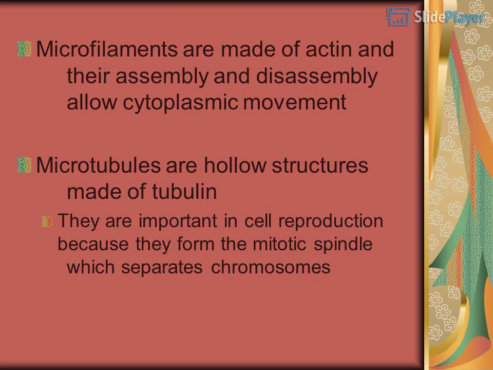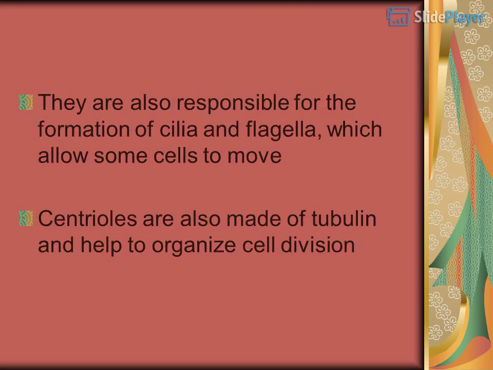Microtubules are hollow structures made of tubulin. They are important in cell reproduction because they form the mitotic spindle which separates chromosomes. They are also responsible for the formation of cilia and flagella, which allow some cells to move. Centrioles are also made of tubulin and help to organize cell division.